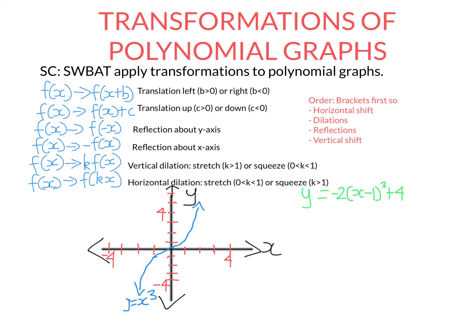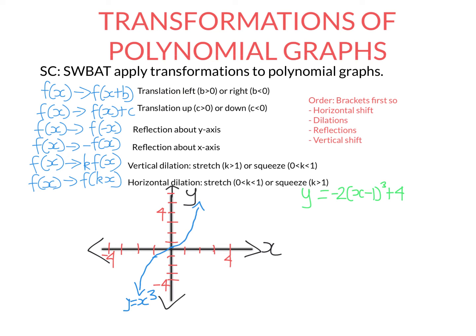All right, let's look at this graph here, which is the graph of y equals x cubed. I'm going to use this to draw the graph of y equals negative 2(x minus 1) cubed plus 4. So there are quite a few transformations here. We are shifting 1 to the right because of this negative 1.